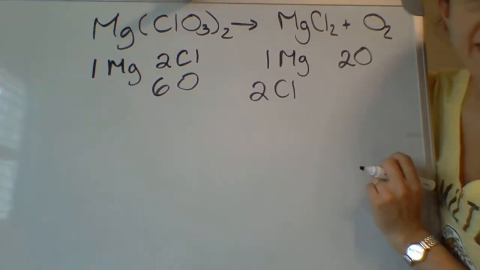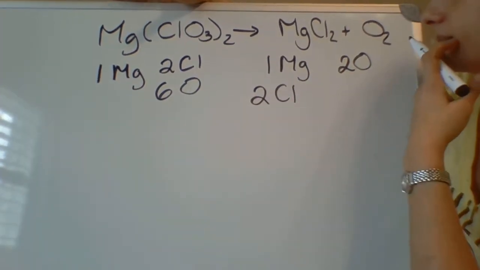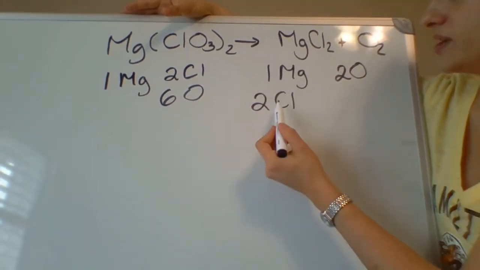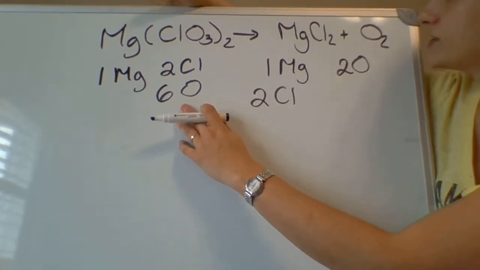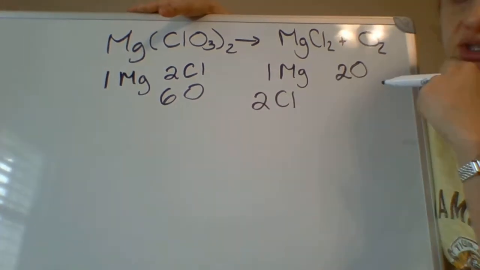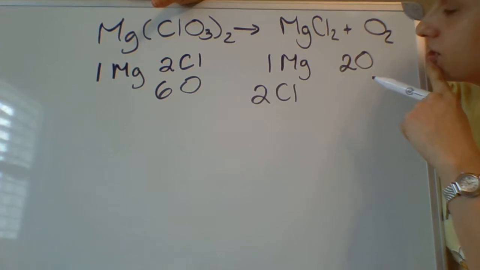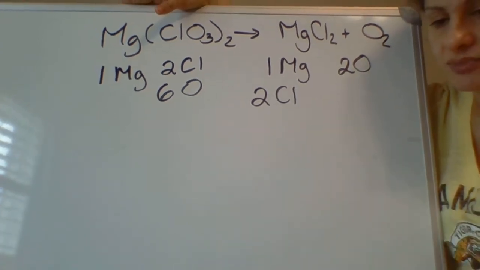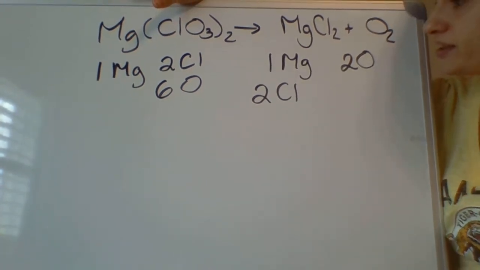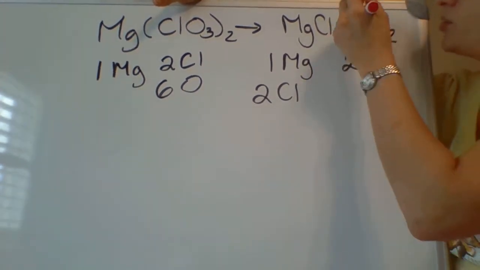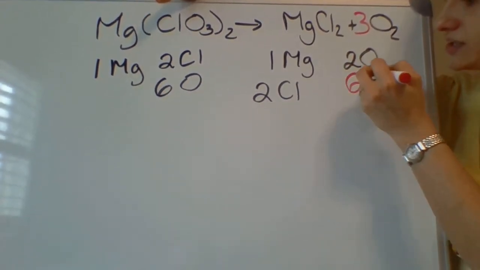Okay, so let's look at our magnesium. Is it balanced? We got 1, 1, great. Okay, 2 chlorine, 2 chlorine, looks good. Now, let's look at our oxygens. 6 and 2, not balanced. So what we're going to have to do is balance the oxygen. And that can be done by multiplying our oxygen on the right-hand side by 3. So we'll put a 3 here, which means that we would change this to 6 oxygen.